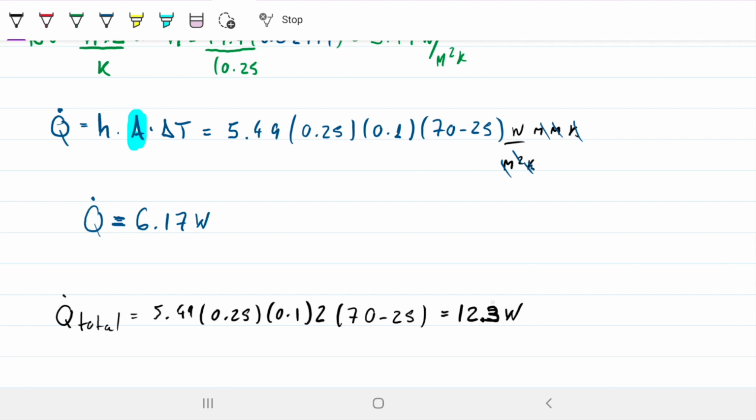Depending on what you did, I might give you full marks if you justified. But my interpretation is that the total energy being lost to the environment under these conditions is 12.3 watts because we have 2 sides to this plate. If you have questions, send me an email.